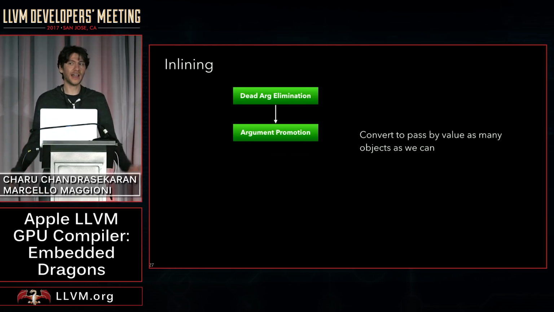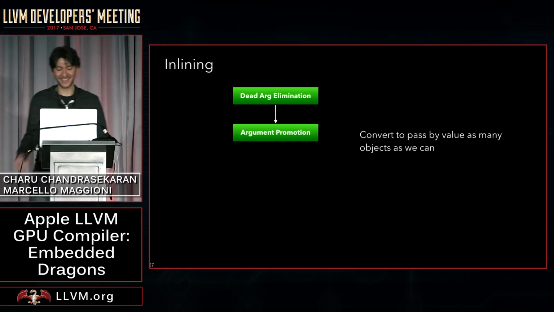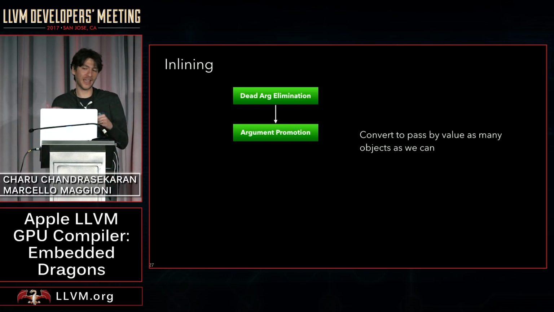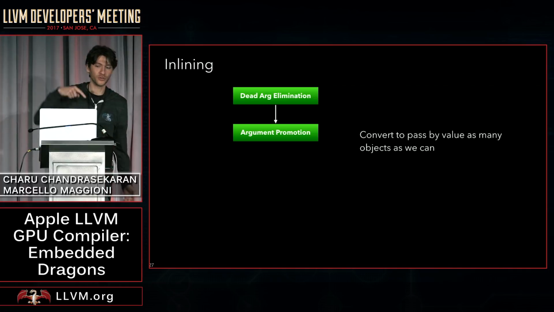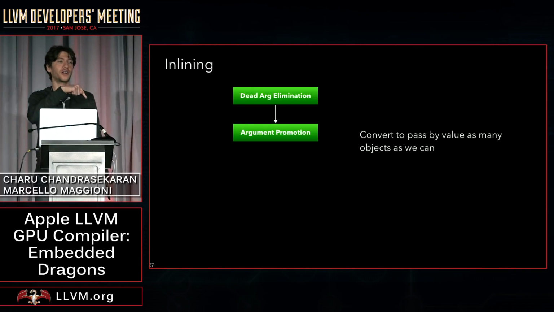We do this before inlining because we want to, so argument promotion, a little bit of explanation. That basically makes sure that you don't pass a reference to a function, but you pass, if you can load it, the value. That is, if the function loads only the value and doesn't write to it, basically it promotes it. It does the load before calling the function and passes the value to the function.